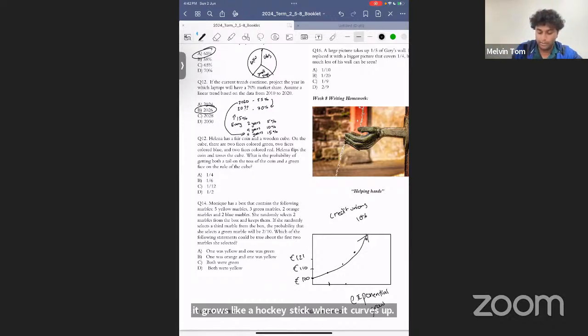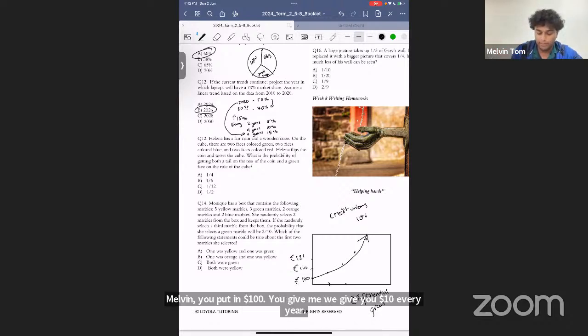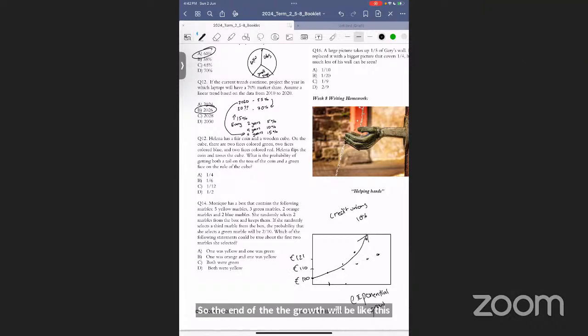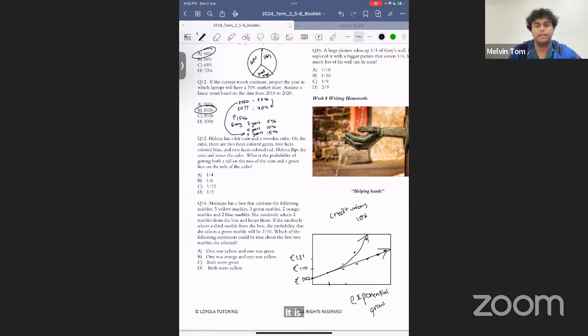Linear growth is if instead of the bank giving me interest, every year they just give me $10. Okay, Melvin, you put in $100, we give you $10 every year. So at the end of the growth will be like this. It is a straight line.